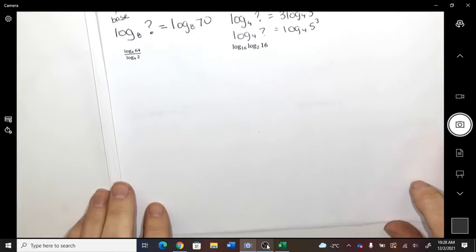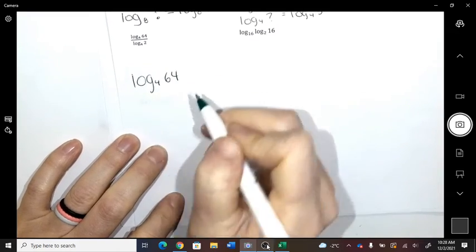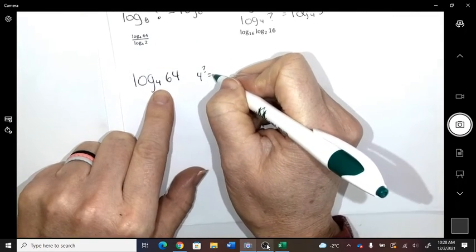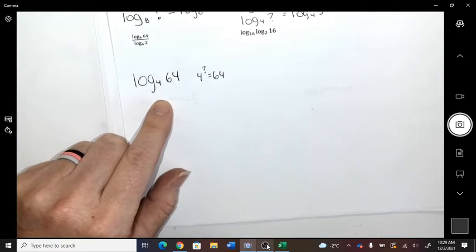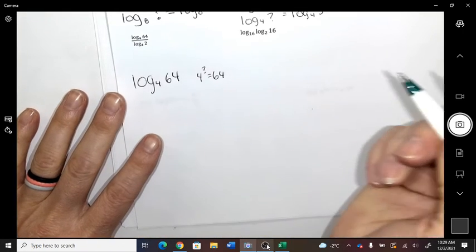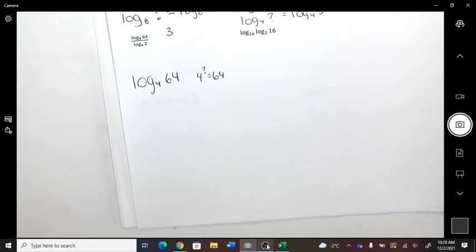Okay, and this last one, last two. Okay, log 4 of 64. What's your brain thinking? What's the exponent? That's what your brain is thinking about, that value. So what is that value? Anybody know that one? 3. 4 cubed is 64.